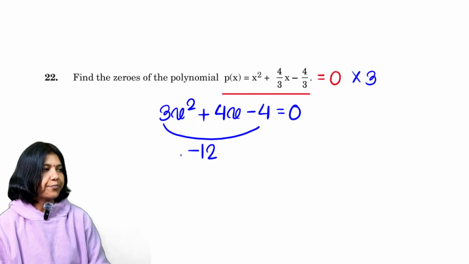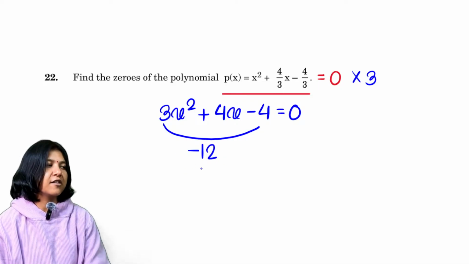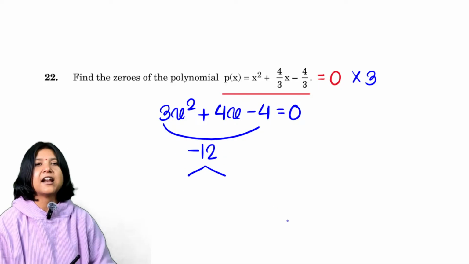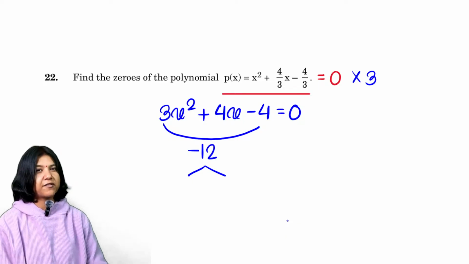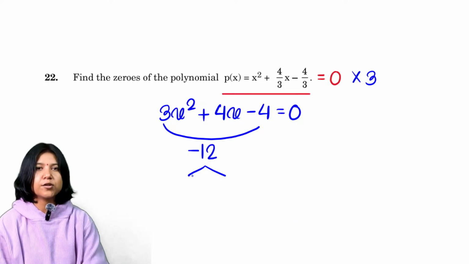And now what you will do is find the two factors of minus 12 that add up to give you the middle term, plus 4. So what do you know? 6 times 2 is 12 and their difference is 4.